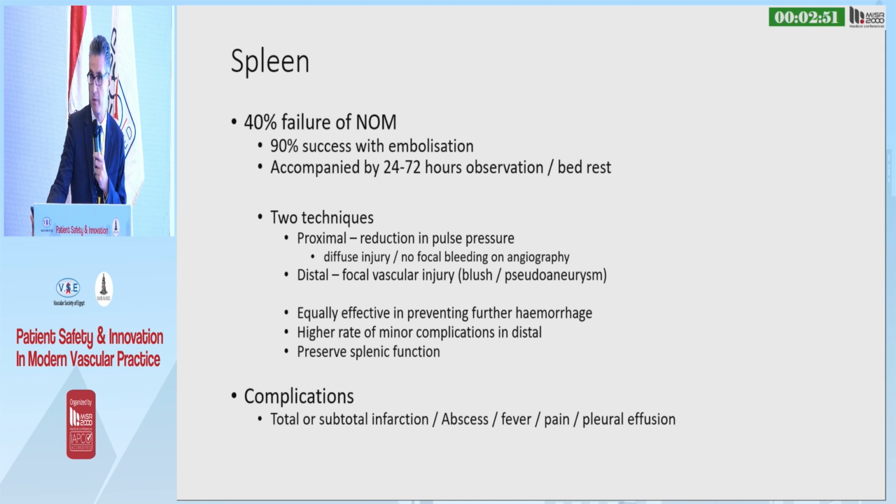The distal technique has a slightly higher minor complication rate. Both preserve splenic function. So you do not need to put these patients on prophylactic antibiotics, and they do not need vaccinations. Complications are similar to the other solid organs. You can get infarction, abscess, and of course sometimes a pleural effusion on the left side.